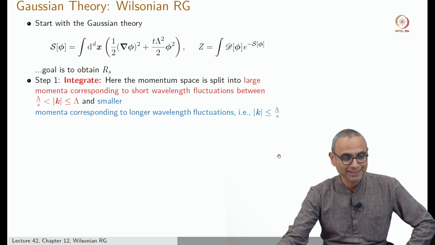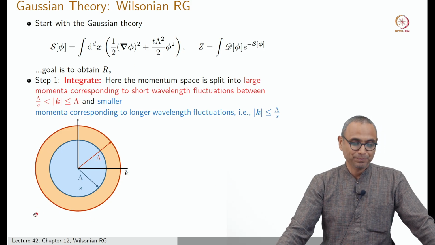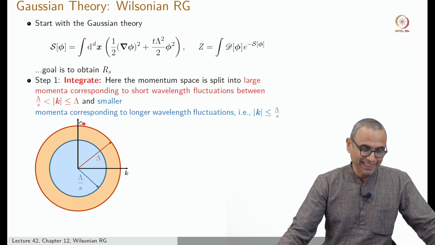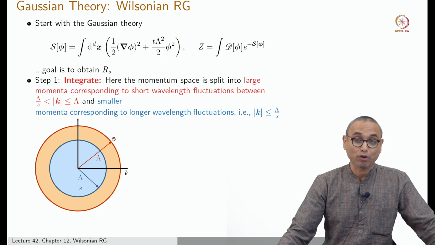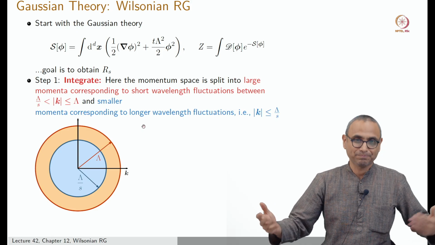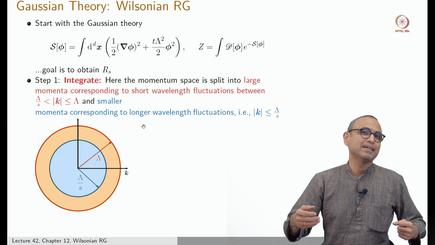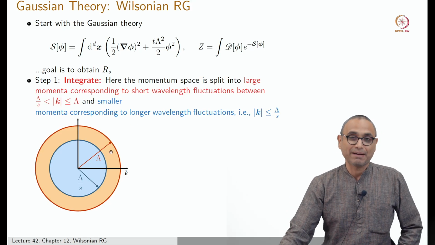So how do I think about this in momentum space? If you think about this as the momentum space, this lambda radius is the cutoff. So there are no momenta above that in our fields. That means there are no fluctuations on scales smaller than inverse lambda. That is what we mean.